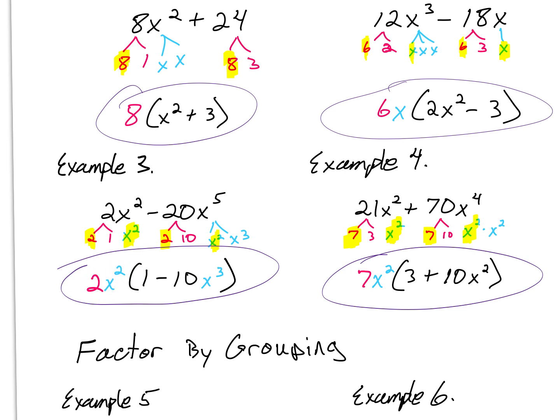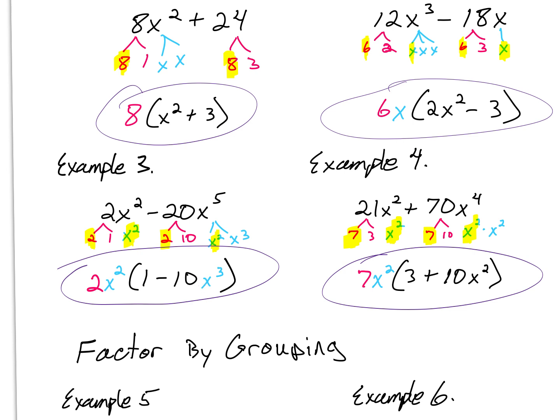Now, what remains, you'll notice we took out all of the first term. Well, that doesn't mean it goes away, but we have to multiply times 1. So 2x squared times 1 is 2x squared. And then the minus 20x to the 5th, what's remaining is 10, and it's a minus. So minus 10x cubed. And when you multiply 2x squared times negative 10x cubed, well, 2 times negative 10 is negative 20.